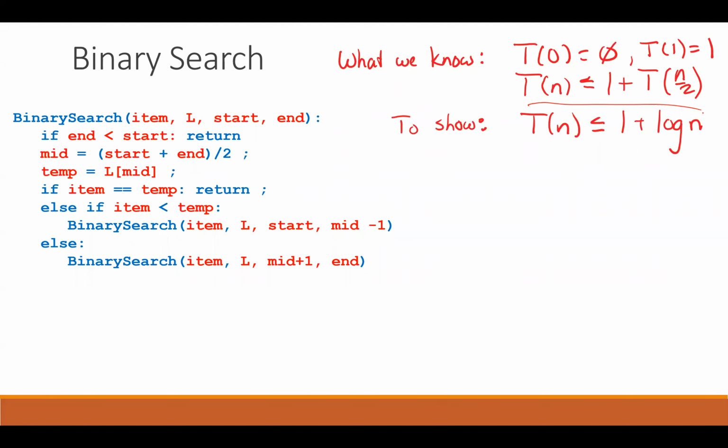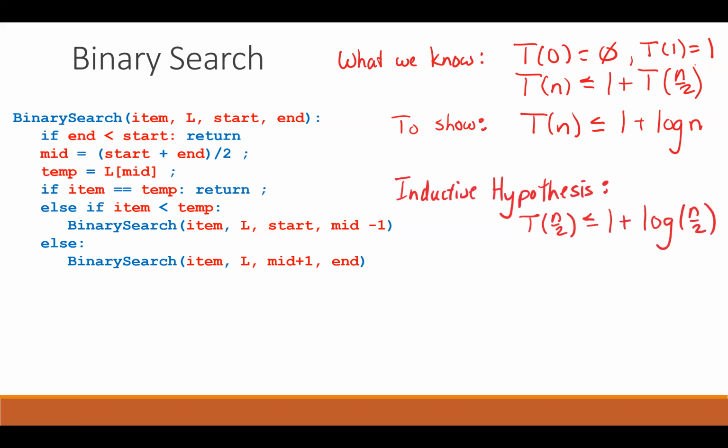So in my base case, T of 1 is less than or equal to 1 plus log of 1. I'm simply substituting 1 in for n. Log base anything of 1 is equal to 0. So this is simply equal to 1, which is what we figured out before. So that is our base case.